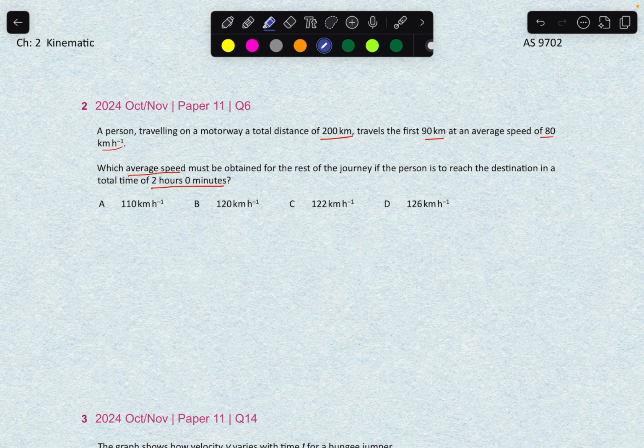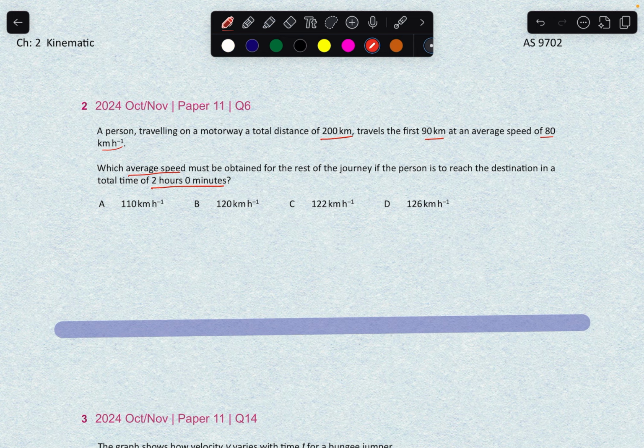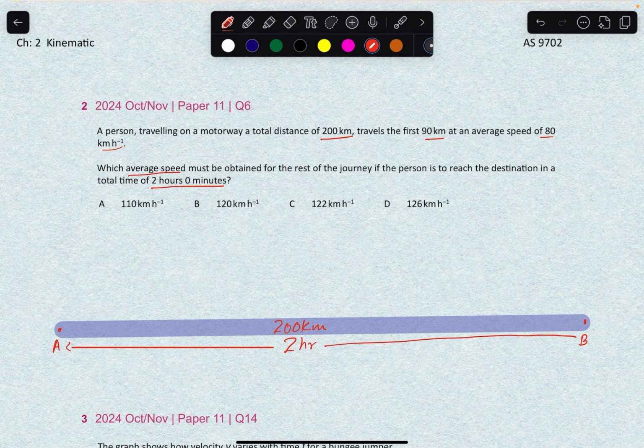So let's try to make the scenario first. So the person is traveling, let's suppose, from this point to this point. Let's name this thing A, it can be called B. This total distance is 200 kilometer journey. Okay, and the total time from A to B that it can spend is 2 hours, right? So this is the condition that we have, and it's telling you that it traveled the first 90 kilometer at the speed of this.